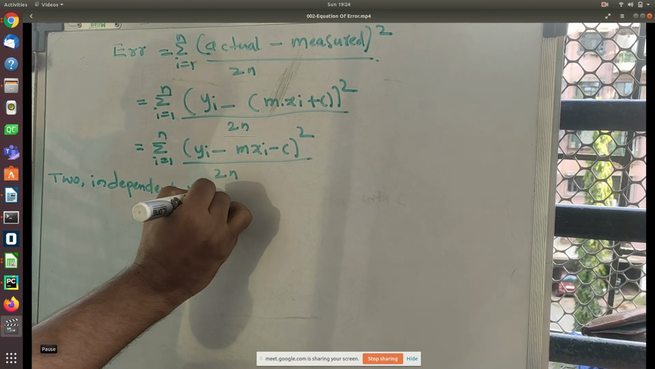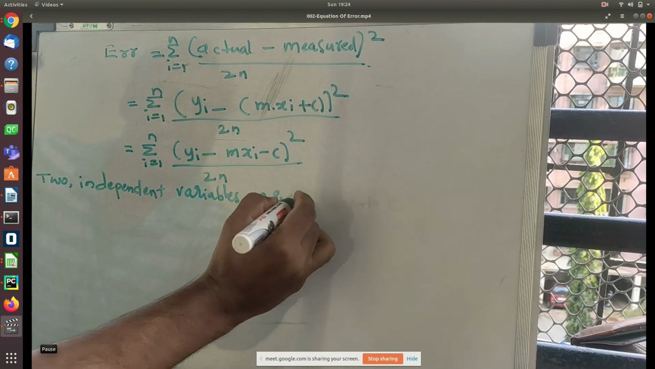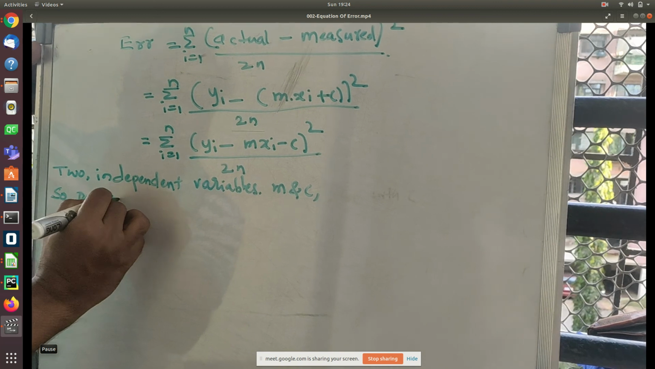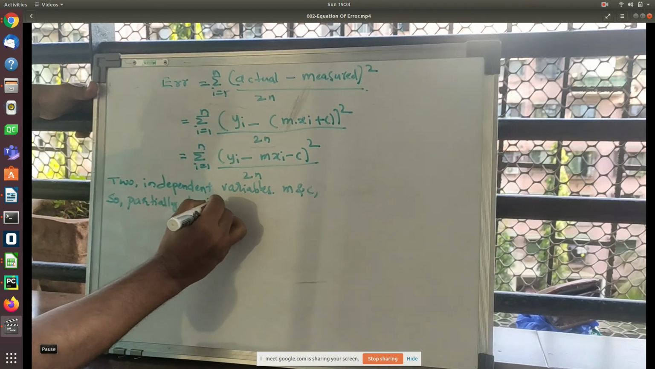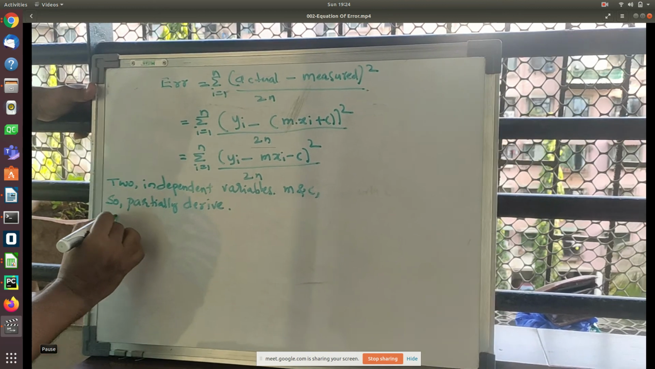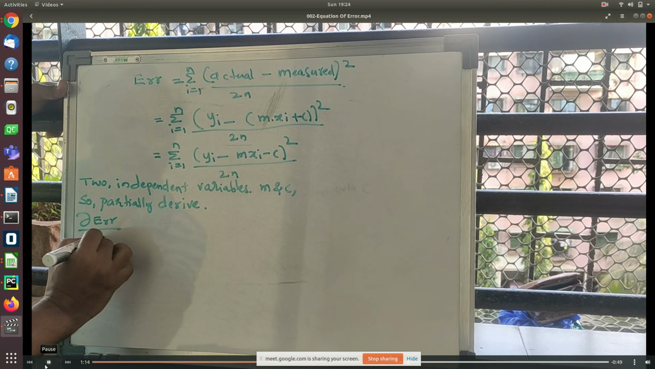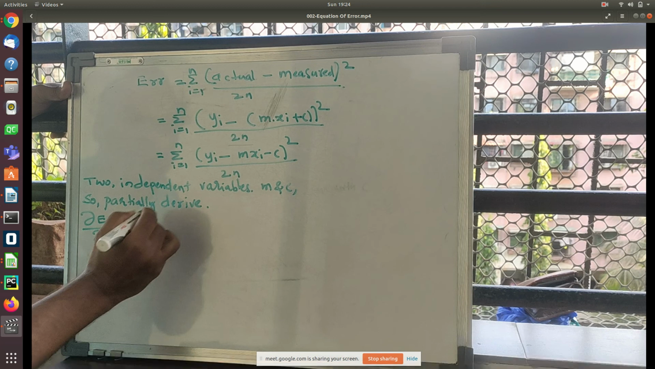We have two independent variables, m and c. So what I am going to do is I partially derive, once with m and once with c. I really want you to be attentive here, because I am going to ask a question. किसी ने मुझे already बोला था other solution. Can somebody tell me what is the partial derivative of d error by dm? 5 seconds, and also tell your name.